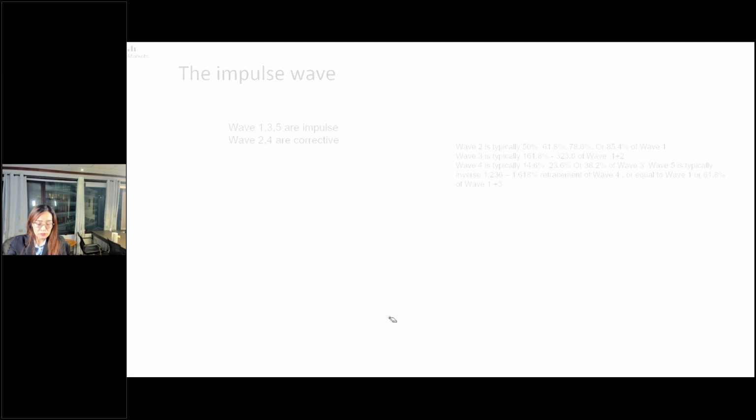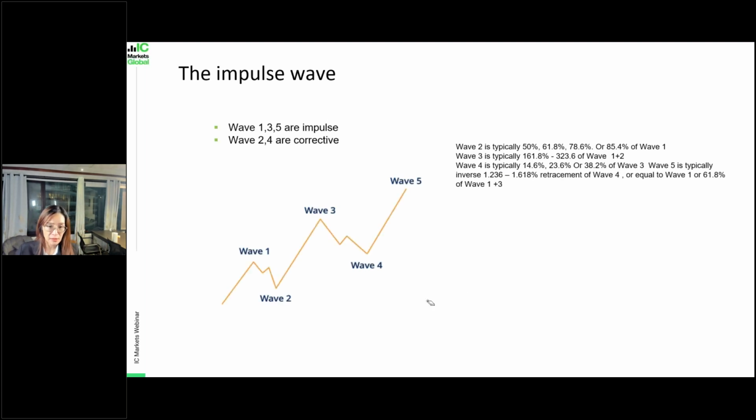Okay, so now I'm going to talk about the impulse wave. Like I mentioned, in an impulse wave there will always be 1, 3, and 5. And wave two and wave four are called corrective. Waves one, three, and five move with the trend, which in this case is an uptrend, right? And wave two is a pullback. Wave four is a pullback. In here, there will be corrective, which is ABC or zigzag.